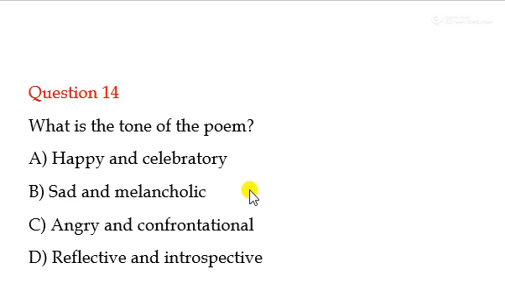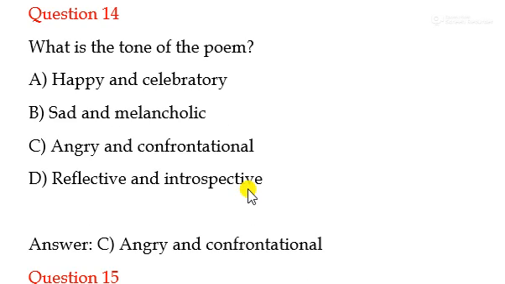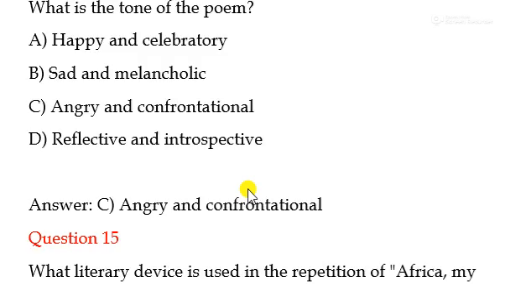Next question, what is the tone of the poem? Happy and celebratory, sad and melancholic, angry and confrontational, reflective and introspective. So the tone of this poem is angry and confrontational. Option C is the correct answer.